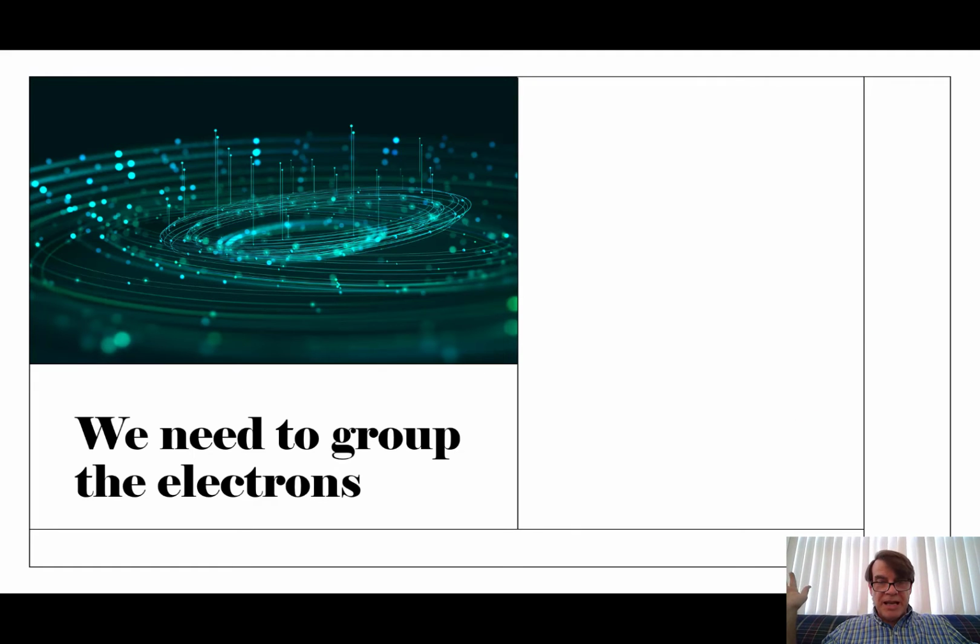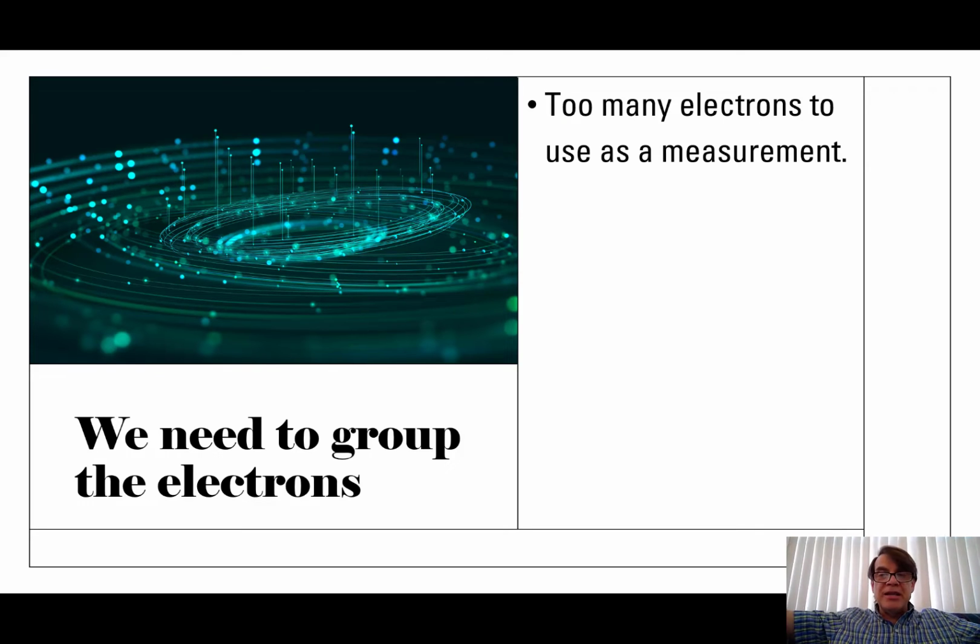Now we need to group these electrons. Electrons are really, really, really small. We could not count them. There are too many electrons to actually use electrons. Oh, 1 amp is 5 quadrillion or quintillion electrons passing here at a certain time. I don't want to have to say quintillion. Have you even heard the word quintillion before?